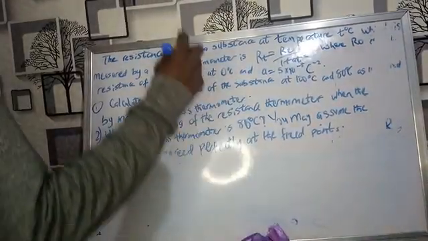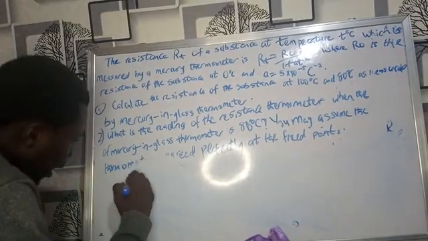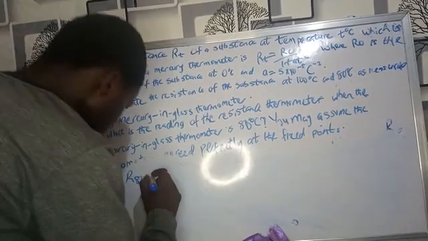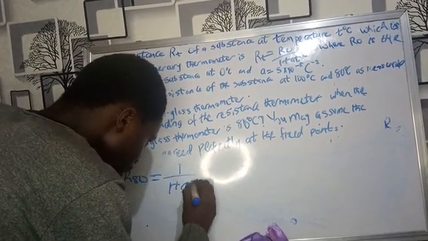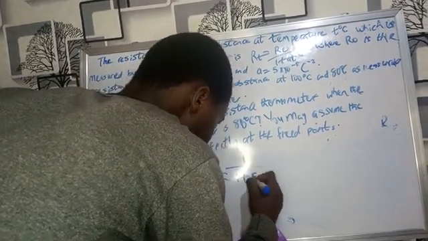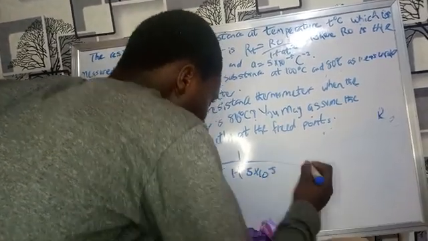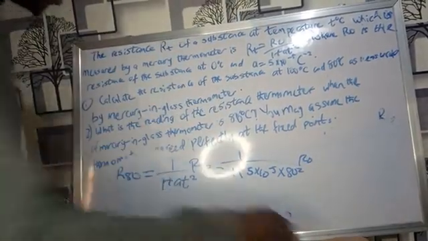Now to calculate the resistance of the substance at 80 degrees Celsius. So at 80, you are looking for R80. We do the same thing basically. So it is equal to 1 over 1 plus 5 times 10 to the minus 5 times 80 squared, times R0. So let's do the same thing. Punch it into the calculator.